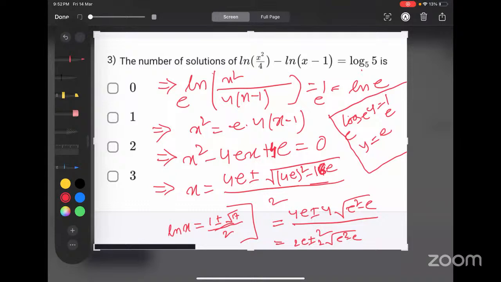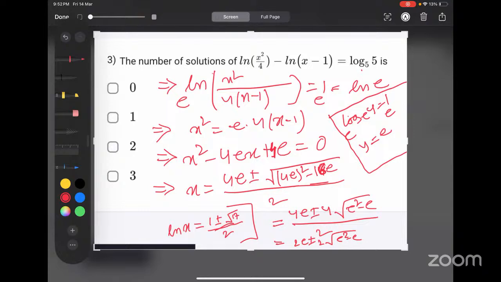Now, the answer is 2, right? The number of solutions is 2. Are you sure? Yes, ma'am, because it is 2e plus or minus, 2e, right? You are getting one plus and one minus. So the quadratic equation anyway has two solutions.